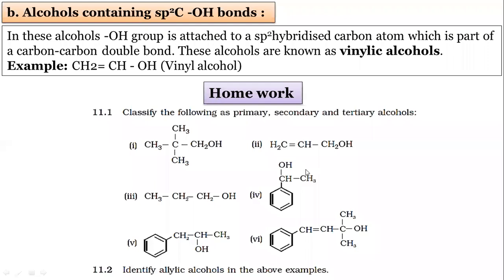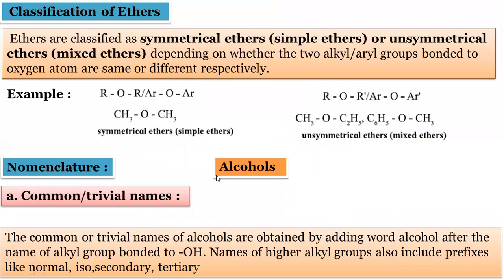Now, one homework is given for you. After the lecture, we have to solve this. What is given in this homework? Classify the following compounds as primary, secondary, and tertiary. If you understand the concept of primary, secondary, tertiary, you can classify this. If you have any problem to identify, then discuss with me after the lecture. Identify the allylic alcohols in the above examples. You can identify if the concepts are clear.